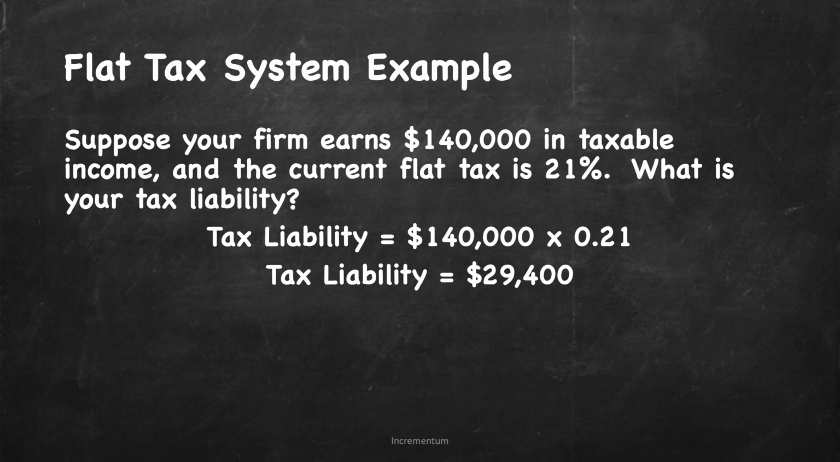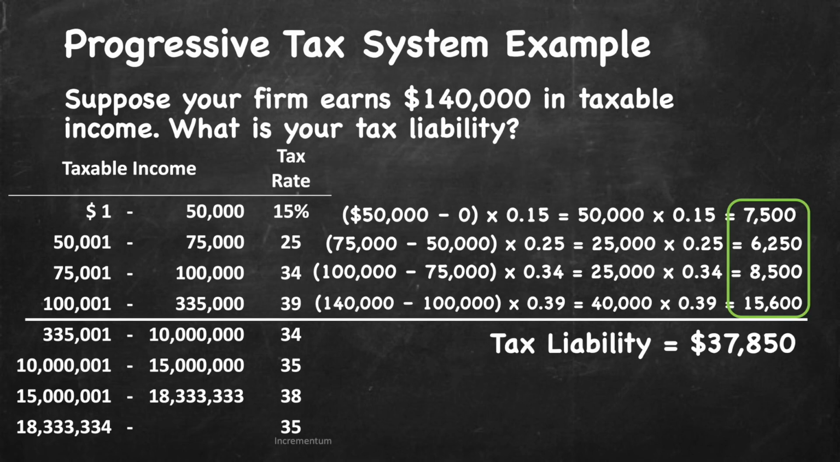So this is our tax bill. This is what we owe in taxes. So with a flat tax of 21%, we owe $29,400 in taxes. In the progressive tax system, using these income tax brackets with these particular tax rates, our tax liability comes to $37,850.